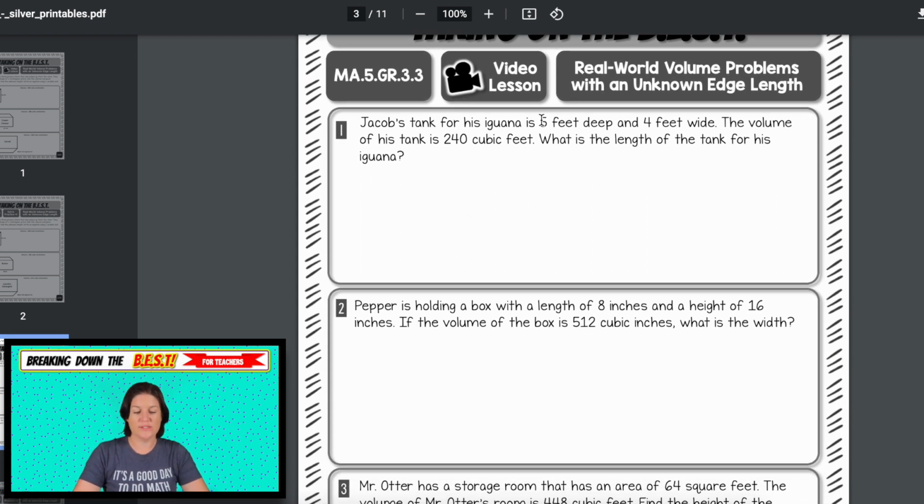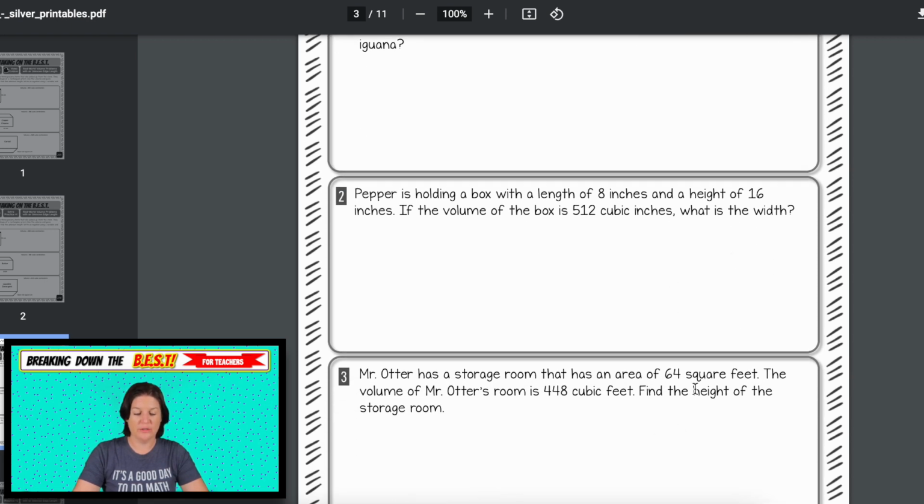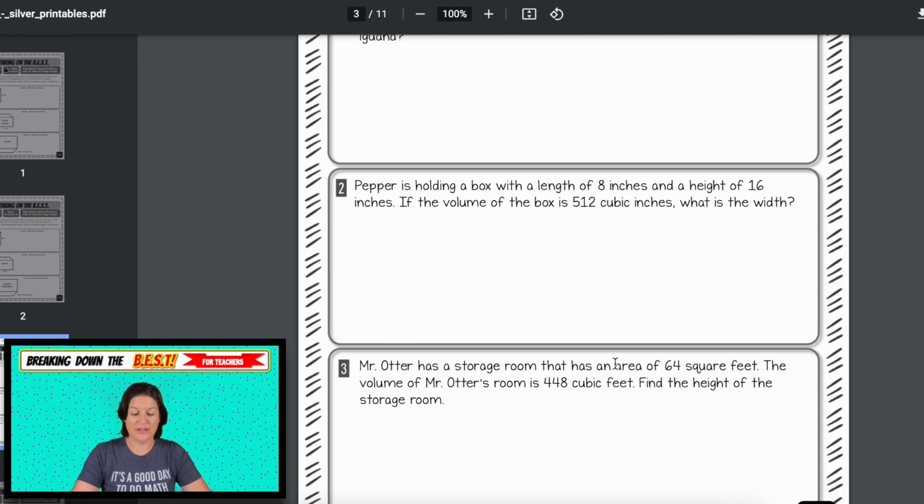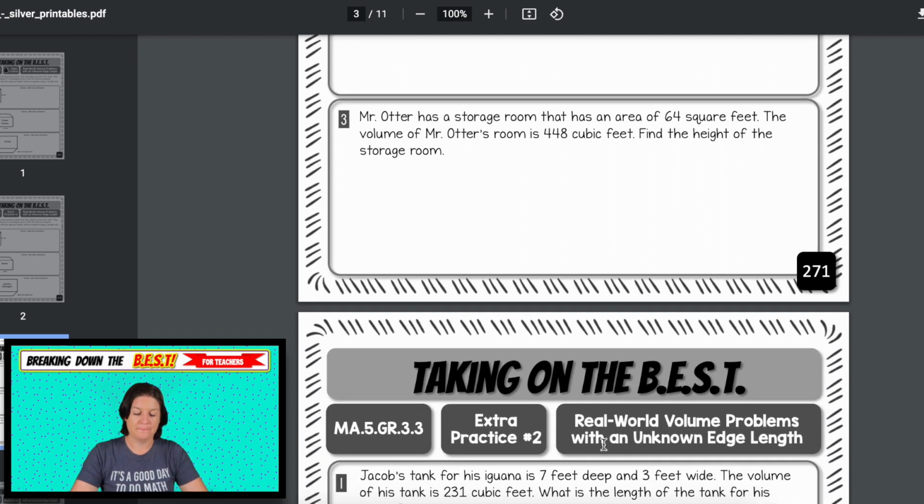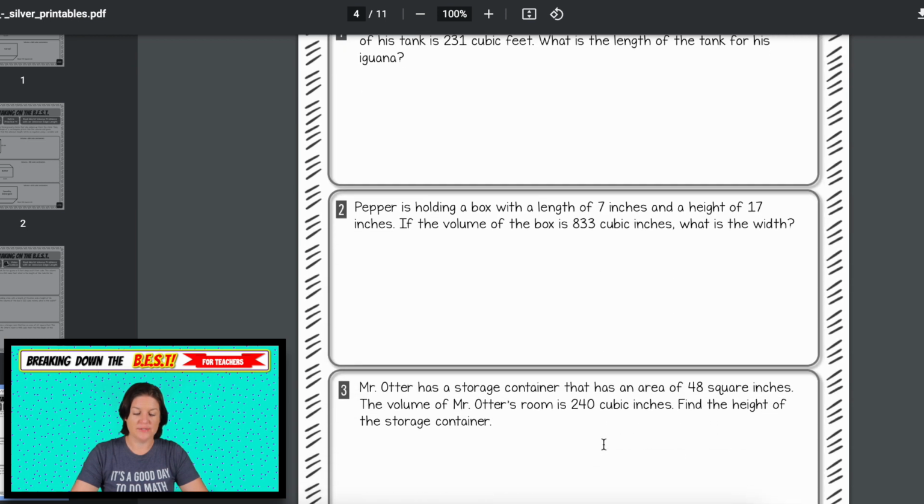The next one, you can see that we have, again, a missing edge length. What is the length? Number 2 says, what is the width? Number 3 is find the height. So we're given the volume and 2 of the edge lengths, or the base maybe. Like in number 3, we have an area of 64 square feet, so that would be the base. We know the base, we know the volume, we need to find the height. Okay, and then there's extra practice here.